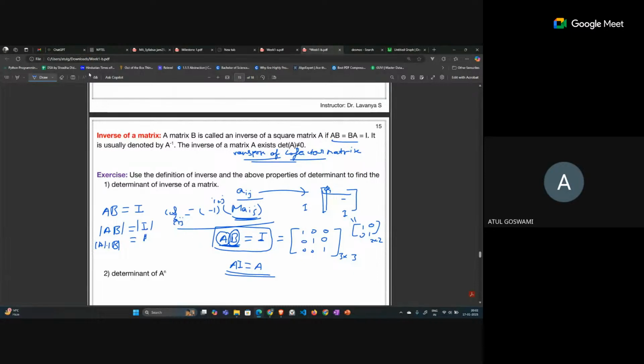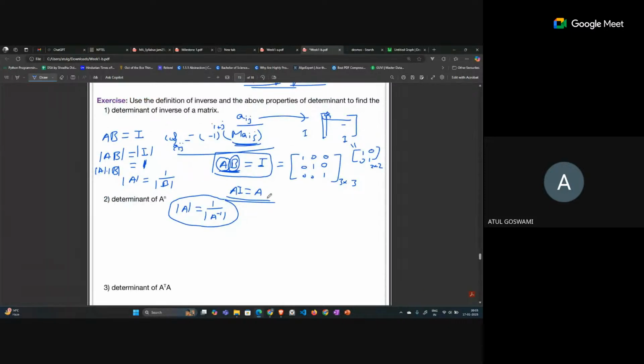Then we can say determinant of A is equal to 1 upon determinant of B. And B is what? Inverse of A, right? So we can represent that as 1 upon determinant of A inverse. So this is the relation we got. Is that clear? So basically, the determinant of the inverse is the reciprocal of the determinant of the matrix. Is it clear? This property, inverse one.